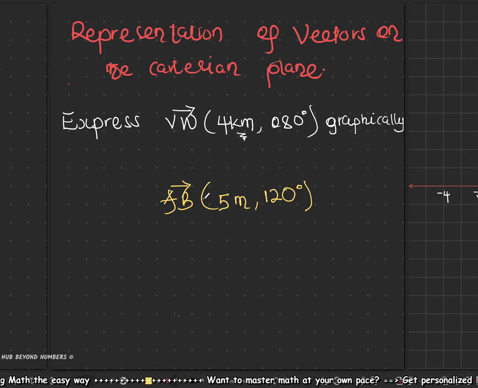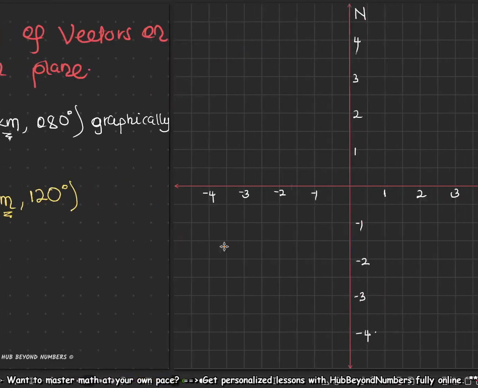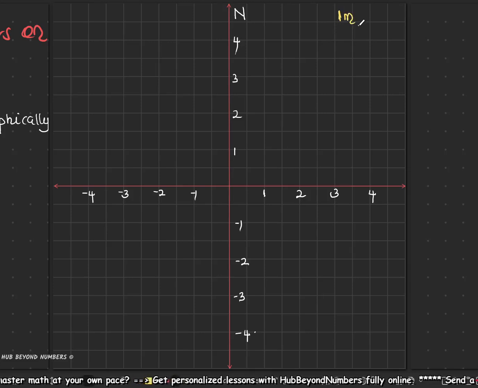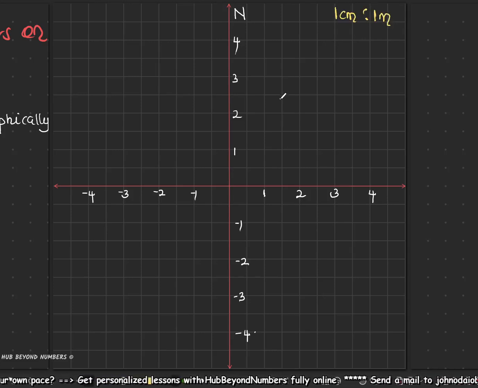Okay, so let's look at this second one here. We have to express AB, which has the magnitude bearing form 5 meters, 120 degrees. You have to express it graphically. Take note of your unit over here. So your unit informs you of what you have to do to your scale. So we come up here and then say our scale. For every 1 centimeter, we're using it to represent a meter. You see, so 1 centimeter is to 1 meter.